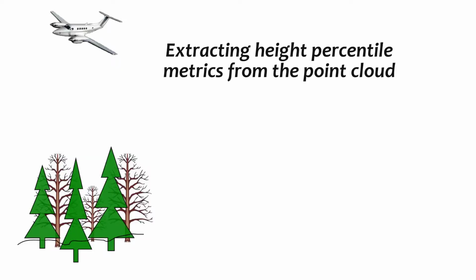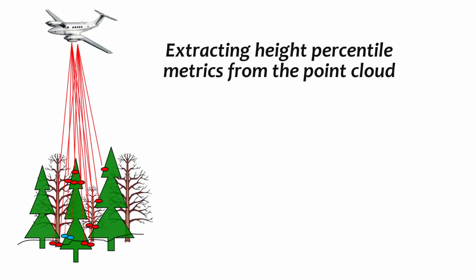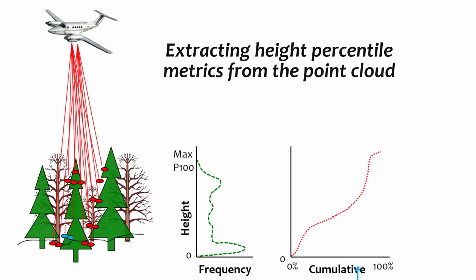For applications that require vegetation structure, like biomass, carbon, habitat, merchantable volume, or wildfire fuel, a common approach is to extract statistical descriptors of the point cloud, such as height percentiles. Here, for example, we see how the 75th percentile, or P75, can be extracted from a hypothetical LiDAR sampling plot.